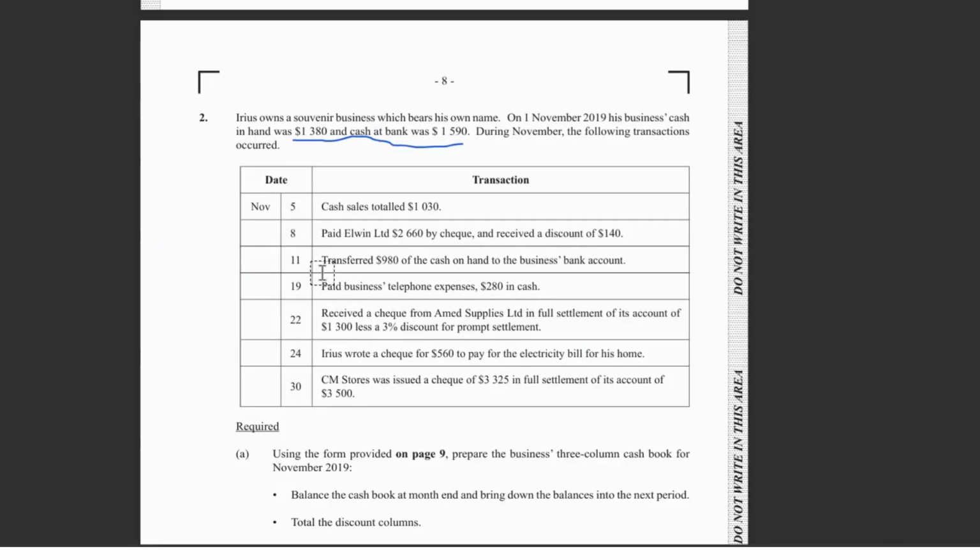We go back to our transaction on the 11th of November, transferred $980 of the cash on hand to the business's bank account. So you will notice that we're taking money from our cash account to our bank account. This is called a contra entry, right? Because it is affecting both your cash and bank account. One is increasing and one is decreasing. Now, the one that is decreasing, which is your cash account, will be credited. The one that is increasing, which is your bank account, will be debited.